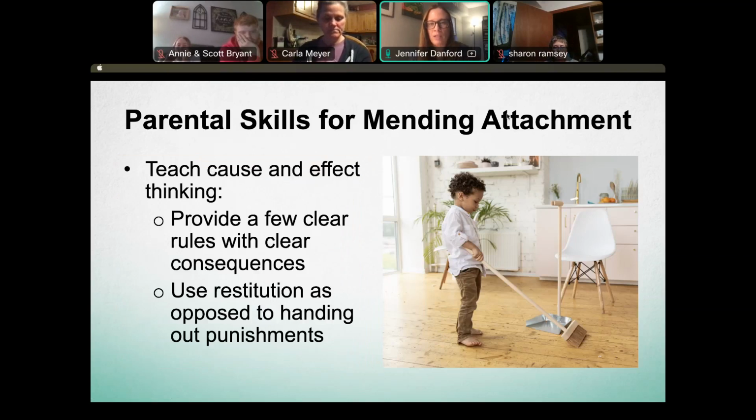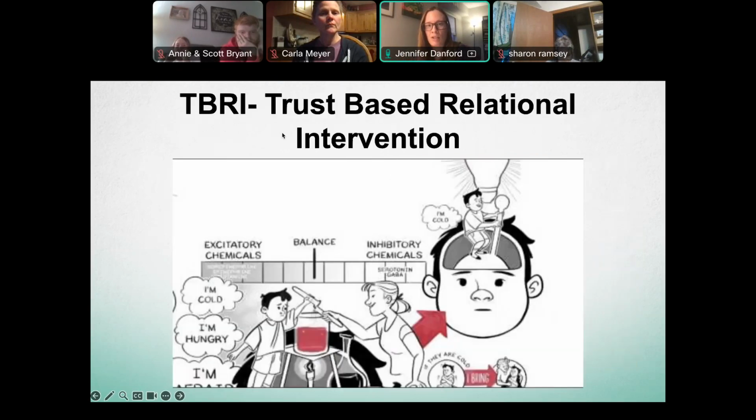Like I said, a lot of those insecure attachments, the kids thought, if I do this, then my mom will attach to me better, and that was faulty. So helping them learn cause and effect teaching can help. So providing a few clear rules with clear consequences, and then using restitution as opposed to handing out punishments. So this is a rule for sure. If you don't follow this rule, then this is the consequence. And that actually builds connections in their brain and teaches this cause and effect thinking. And that helps with some attachment stuff.